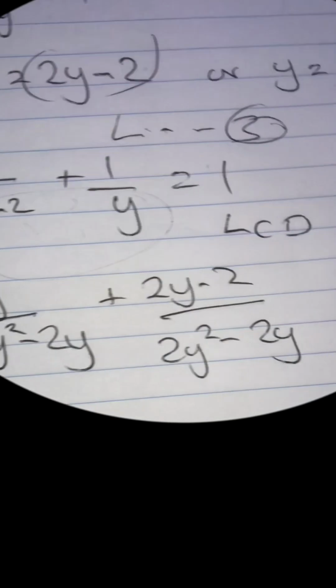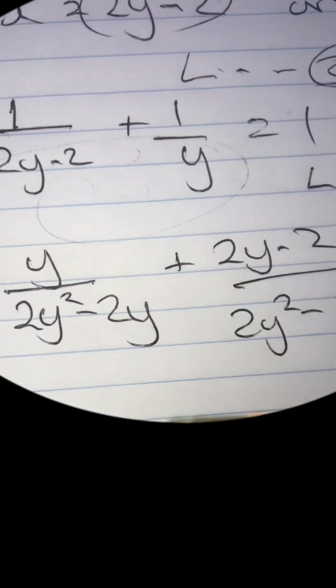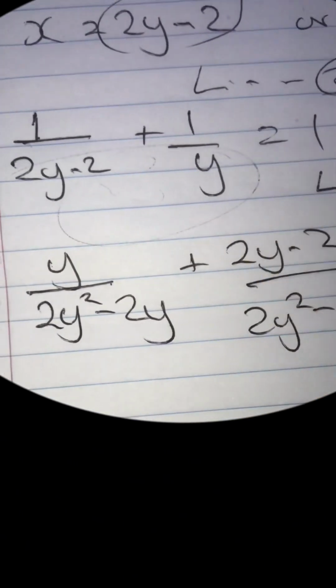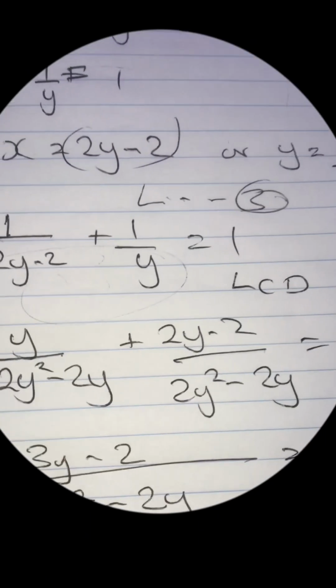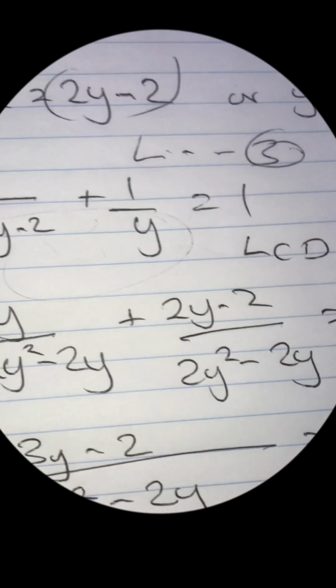You can see now our denominators are the same. They look alike. When denominators are the same, what do we do? We add the numerators. Then we're going to have 3Y minus 2 all over 2Y squared minus 2Y, and it's equal to 1. Don't forget that it's equal to 1. If you forget that, you know where the danger is.